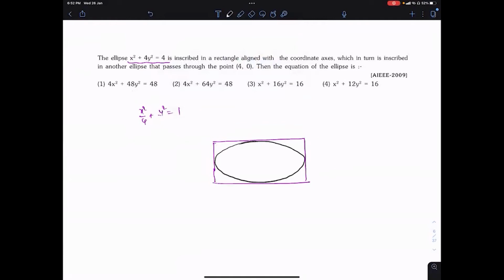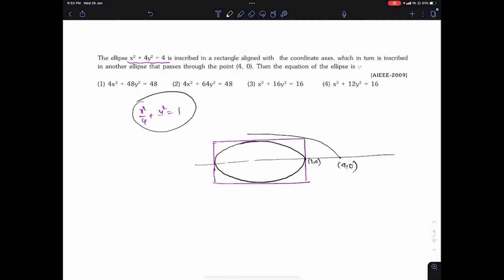Like this. Okay. Which in turn is inscribed in another ellipse. The rectangle is inscribed in another ellipse passing through the point 4, 0. Okay, so this is 2, 0. It is inscribed inside another ellipse, they are saying, passing through 4, 0. And they are asking, so like this, the other ellipse can be. They are asking the equation of this ellipse. Okay.